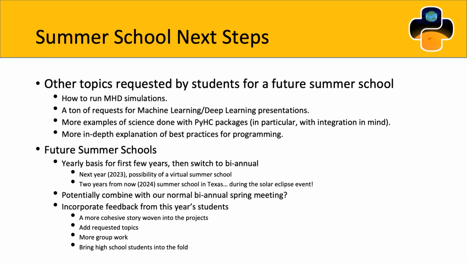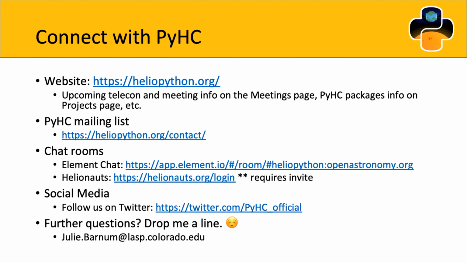Some next steps, I'm pretty close to being out of time, so I'll just basically say there were several other topics people were interested in, so we're looking to incorporate those as well in a future summer school. For the moment, we're thinking of doing a yearly basis for the next few years, then maybe switch to biannual. Next year in 2023, maybe a virtual summer school, kind of still up in the air, but in 2 years, so get ready. In 2024, we're hoping to do the summer school in Texas during the solar eclipse event. So that'll be exciting. May incorporate it with our biannual meetings I'd mentioned earlier, and of course, incorporate feedback from all the students.